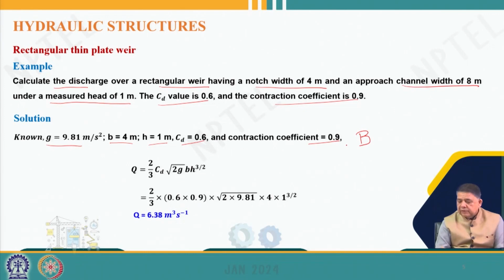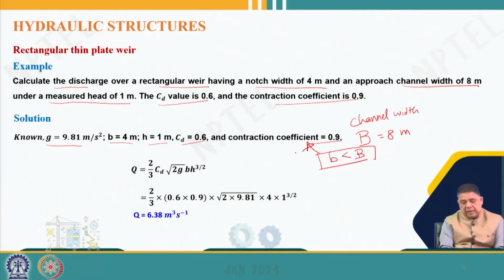Of course, another thing which is given is the channel width, that is 8 meters. So, obviously, because the notch width b is less than the channel width B, we have to use the contraction coefficient, and that is why in this equation, 2 by 3 CD root 2G b H 3 by 2, as you see here, besides CD, the contraction coefficient is also used for correcting the CD.